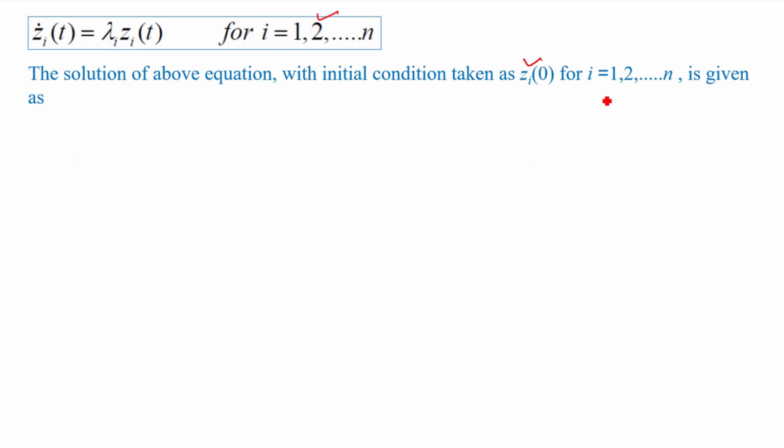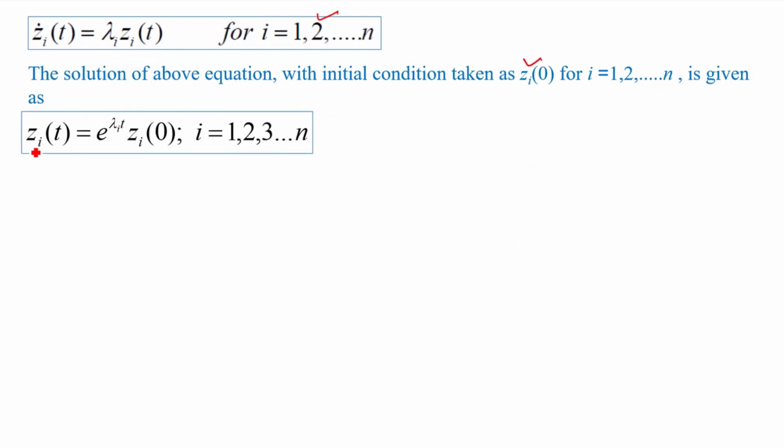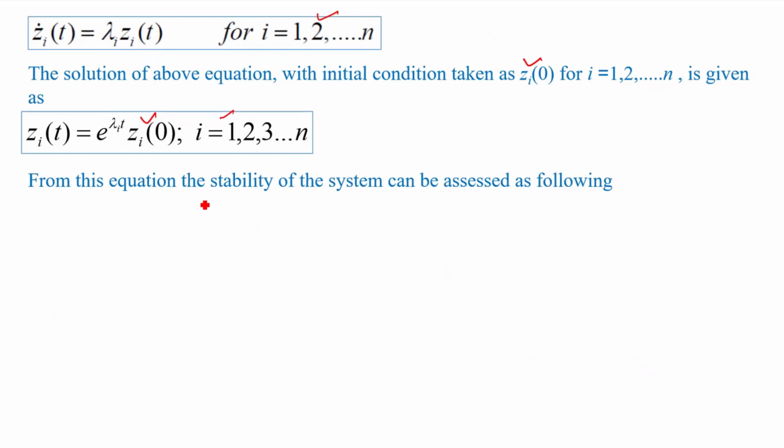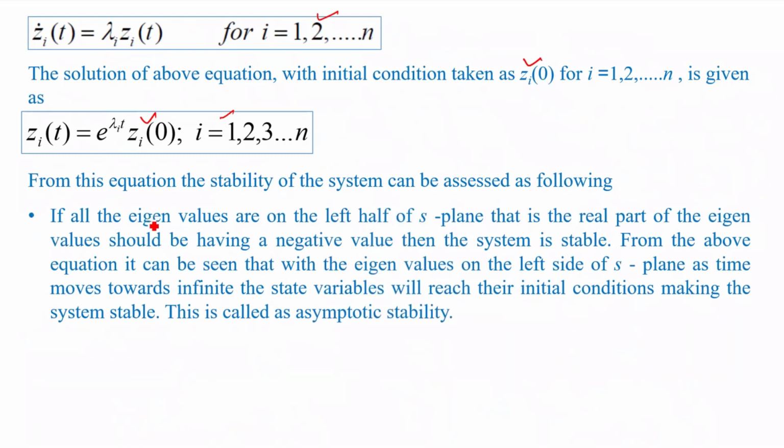I can find very easily that z_i(t) becomes equal to e to the power lambda_i t z_i(0). z_i(0) is your initial condition. It is valid for all the N states. So from this equation, the stability of the system can be assessed very easily. If all the eigenvalues are on the left half of the S-plane, that is, the real part of the eigenvalues has a negative value, then the system is stable.